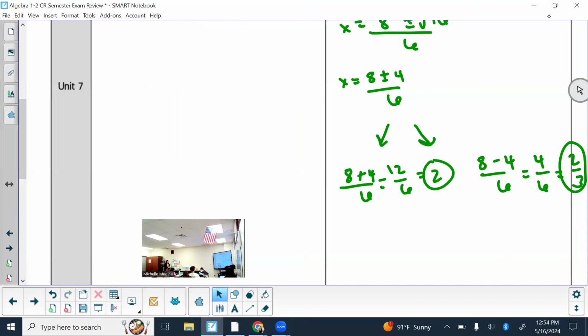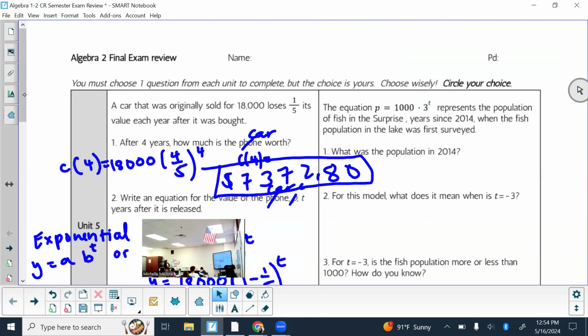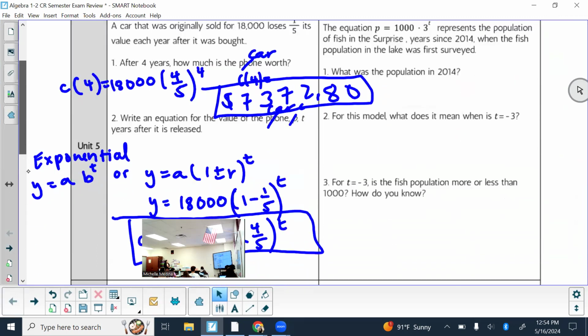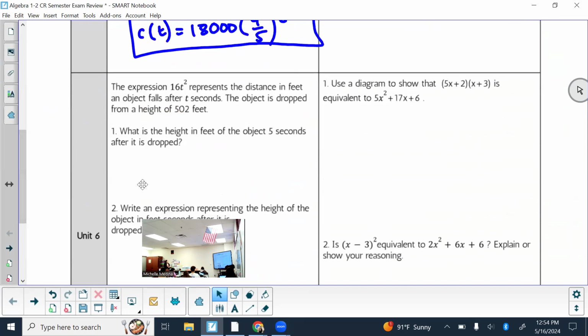Unit 6, number 1. So now we'll be seeing one from each unit, so that's the minimum requirement. You gotta do one from each unit at least. And you said the person?